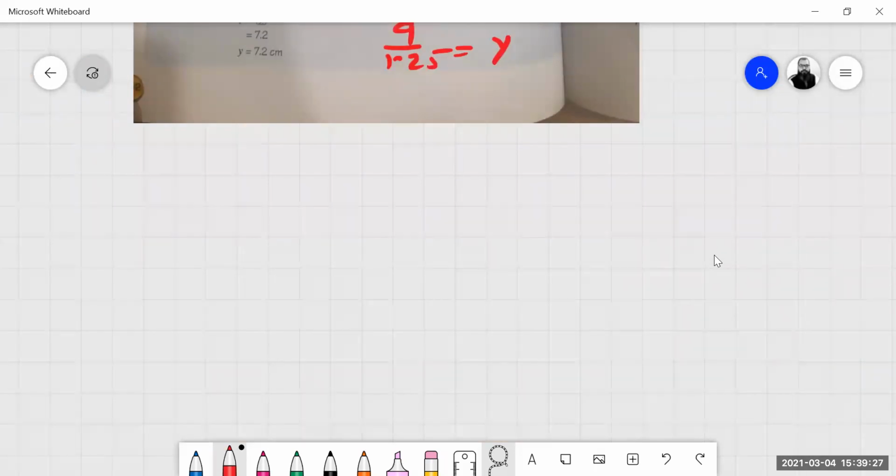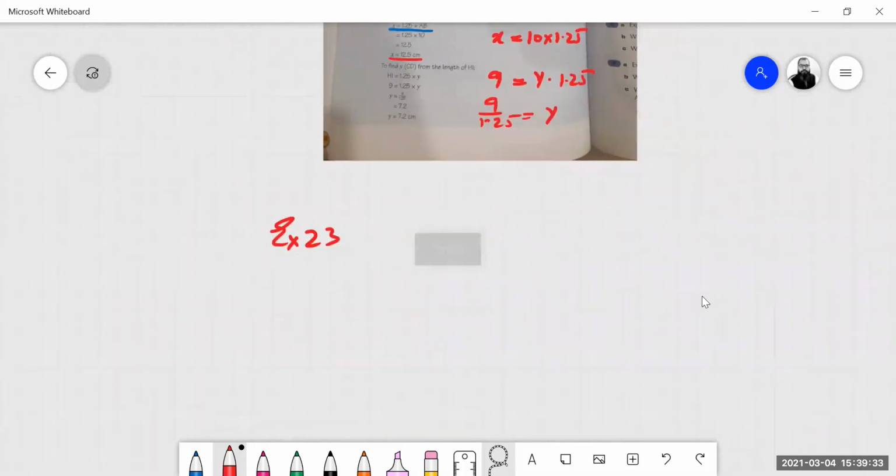Now, exercise 23. The diagrams are drawn to scale. What is the linear scale factor of the enlargement in each? Now we need the linear scale factor. Okay, the first one, A.